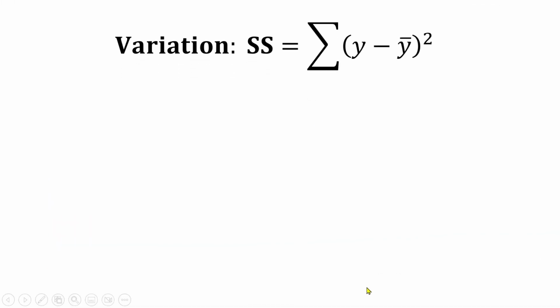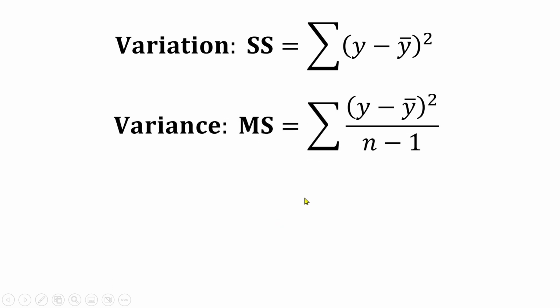So let's just summarize that. Variation is measured by the sum of squares. It's the deviances squared, and then you add them up. So this is the instruction for calculating sum of squares. The variance is just the mean sum of squares. So it's the sum of squares divided by the degrees of freedom. This degrees of freedom will change depending on the context, but in this context, it's just the sample size minus 1.